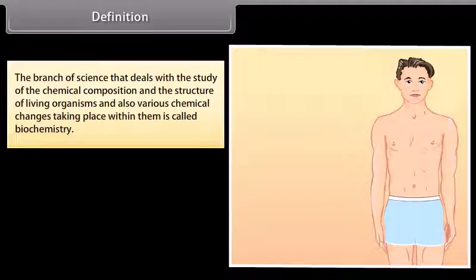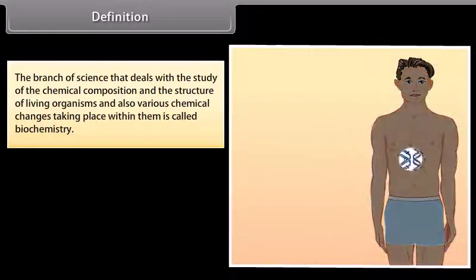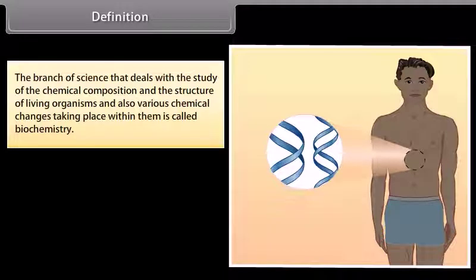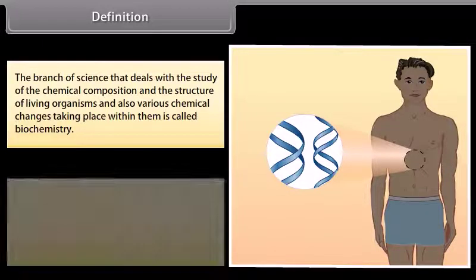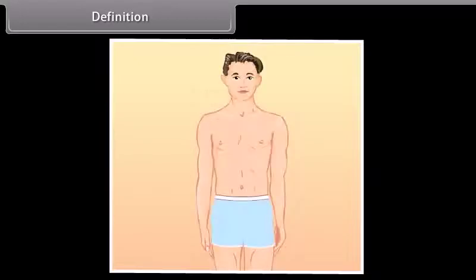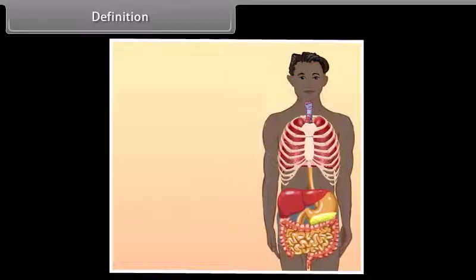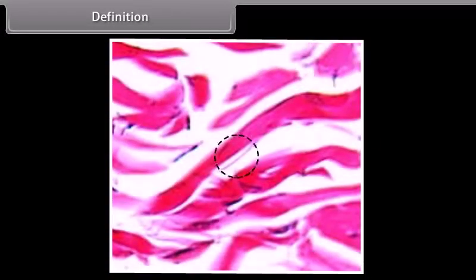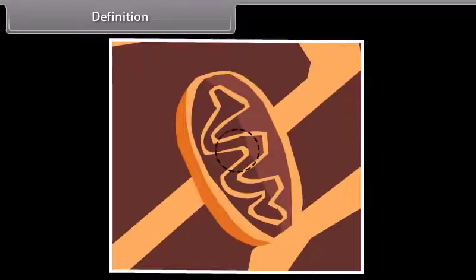Definition. The branch of science that deals with the study of the chemical composition and the structure of living organisms and also various chemical changes taking place within them is called biochemistry. The complex organic molecules which form the basis of life, which build up living organisms and are also required for their growth and maintenance are called biomolecules. Biomolecules are related to the living organisms in the sequence: living organism, organs, tissues, cells, organelles, and biomolecules.